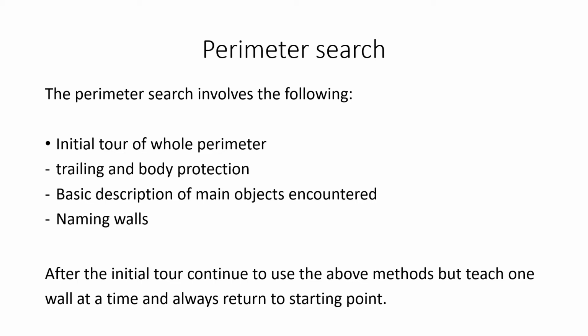After the initial tour, continue to use trailing, naming walls, body protection, and basic description. This time, instead of walking the whole perimeter, teach one wall at a time and always return to the starting point. For example, start at the door and walk along wall 1. Once they have learned this section, return to the starting point and walk wall 1 again, but this time add wall 2. Keep returning to the starting point and adding walls until the whole perimeter has been taught.